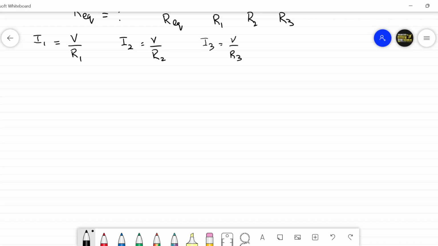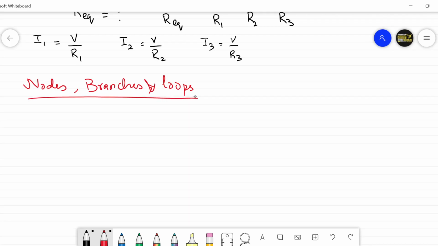So before we jump into KCL and KVL, let me tell you about three terms that are associated with an electric circuit: nodes, branch, loops. There are also meshes, but we'll see that later. So node, branch, and loop. So what is a branch first of all?